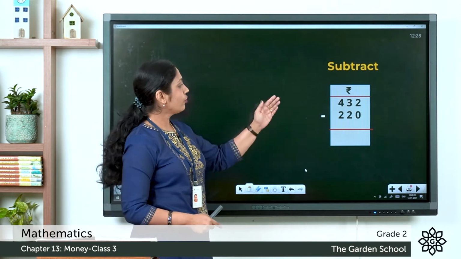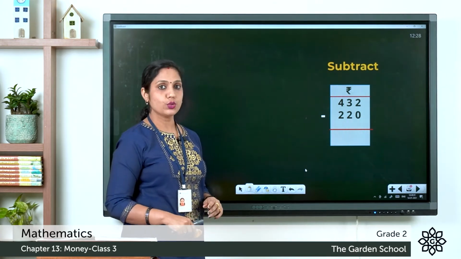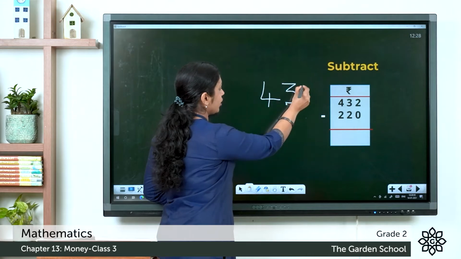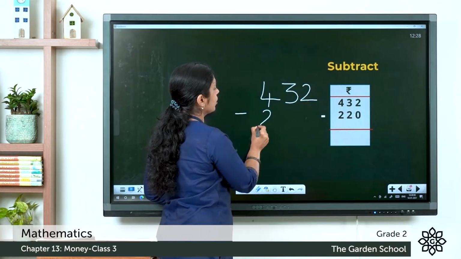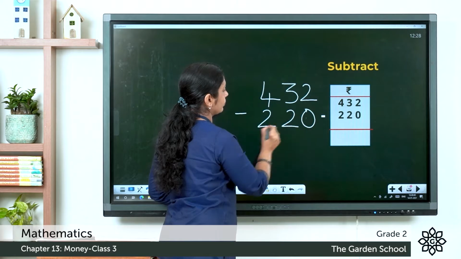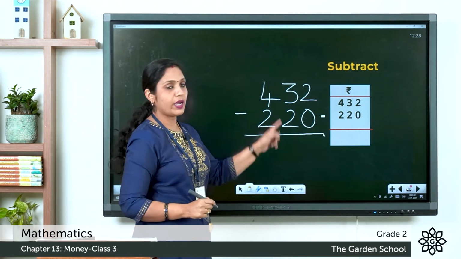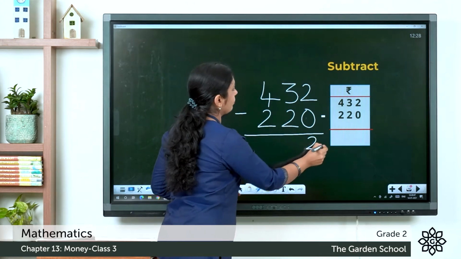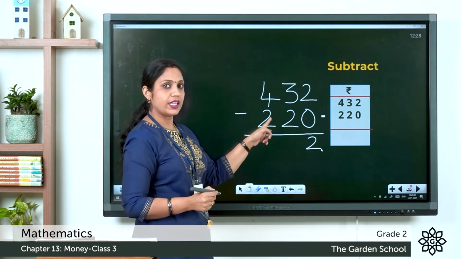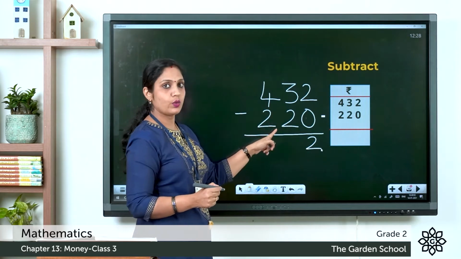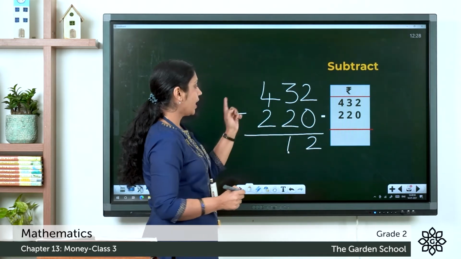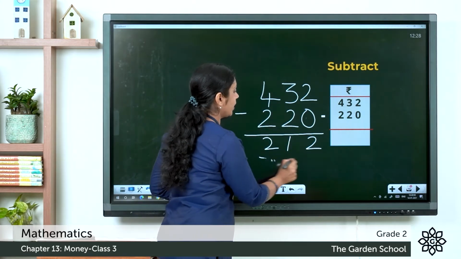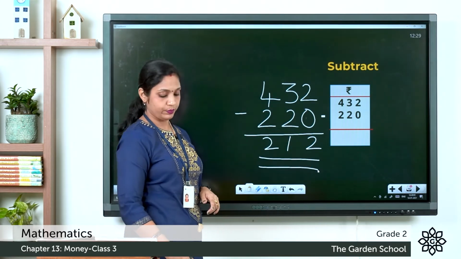Next let's subtract 432 minus 220. So let's write 432 minus 220. So we have 2 minus 0 in the ones place. 2 minus 0 is 2. 3 minus 2 in the tens place. 3 minus 2 is equal to 1. And in the hundreds place we have 4 minus 2, and that is equal to 2. So we get the answer 212.